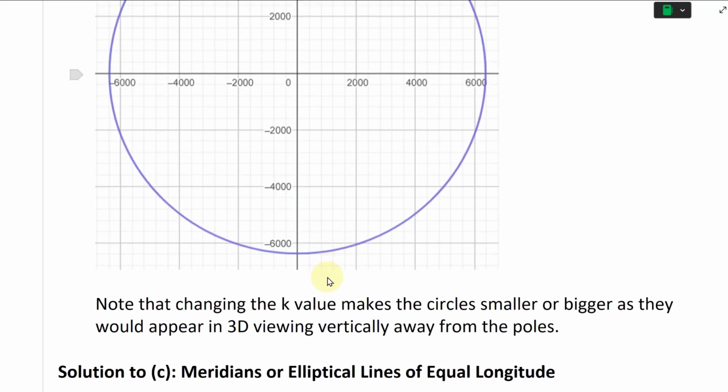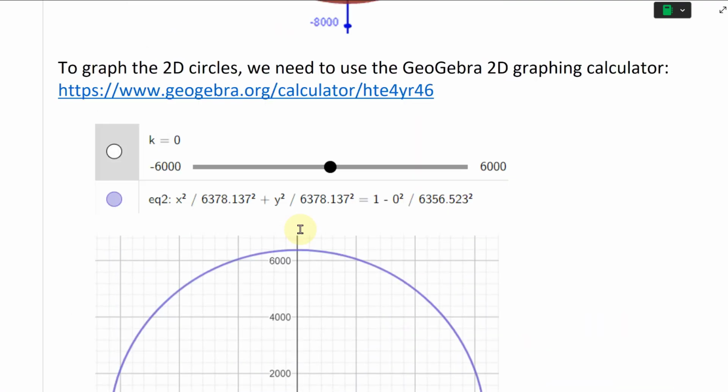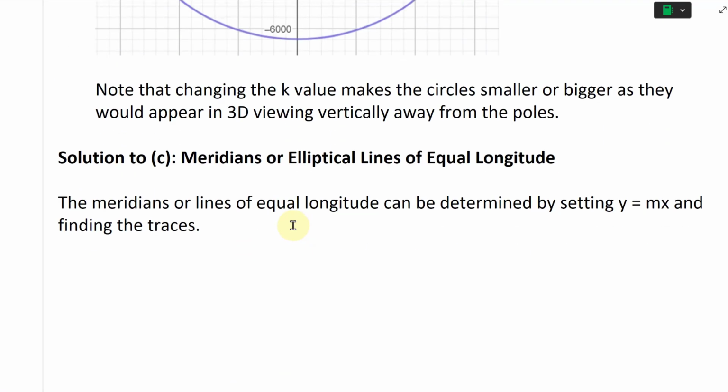And again, note that changing the k value makes the circles smaller or bigger as they would appear in 3D, viewing vertically away from the pole. So just straight on top or below. All right, that's pretty epic stuff.